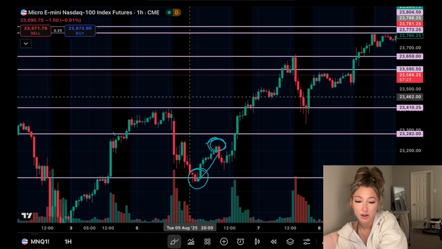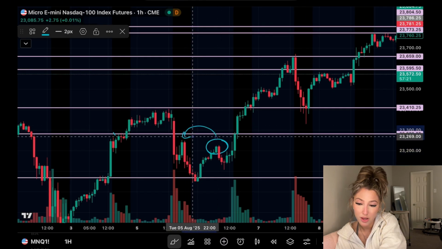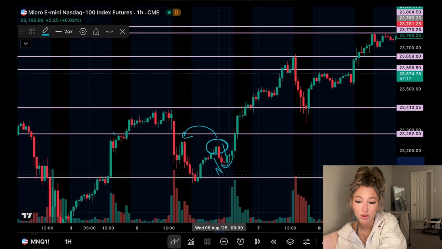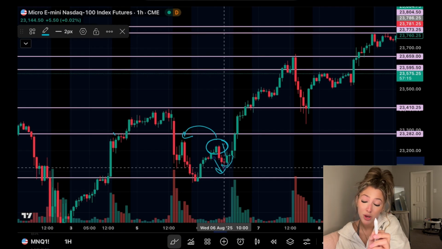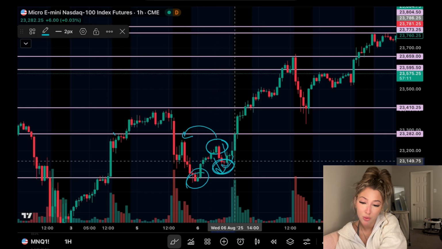And then right here, where did this close? Lower than the previous high, which means we're still trending downward. Oh, what did we do? We still trended downwards. But you know what we also did? We made a higher low right here.